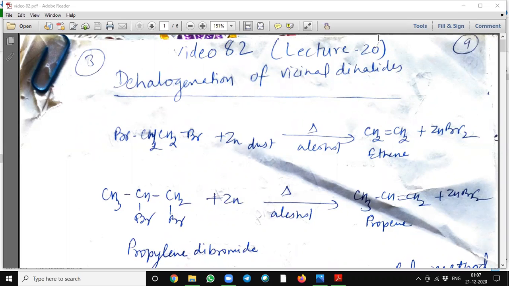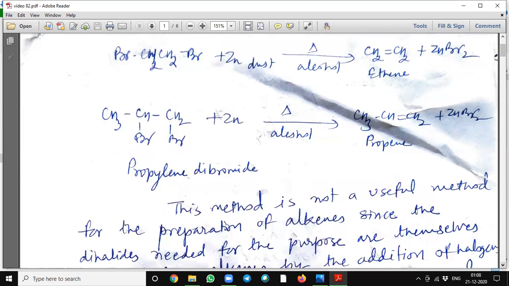In continuation of methods of formation of alkenes, today we will see the third method, that is dehalogenation of vicinal dihalides. Dibromoethane, when reacted with zinc in presence of alcohol, will form ethene and zinc bromide. Unsymmetrical 1,2-dibromopropane, when heated with zinc dust in presence of alcohol, will form propene.